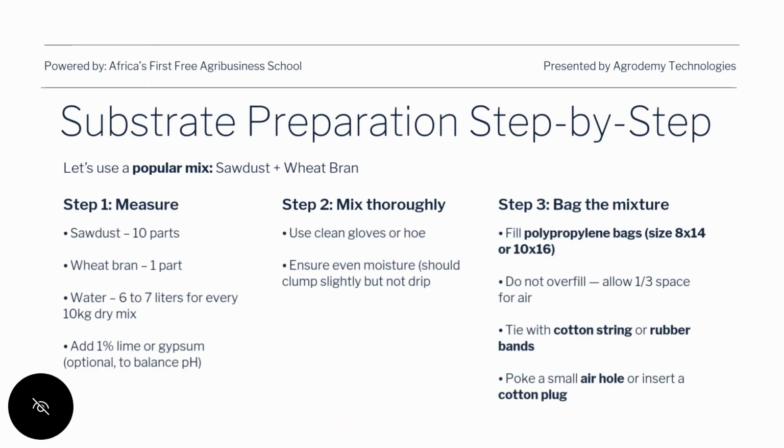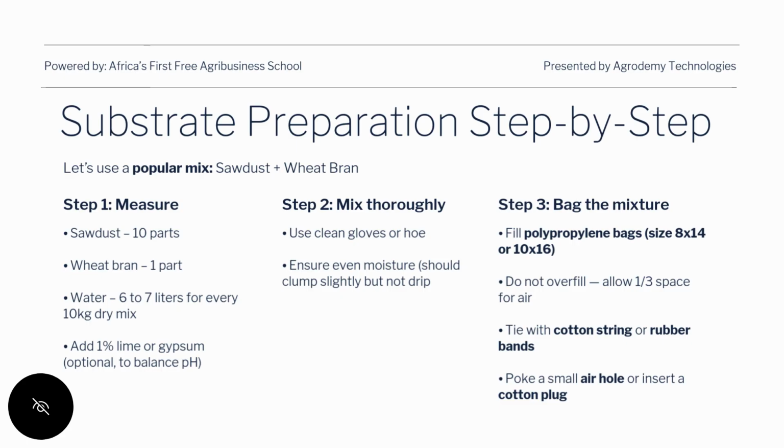Now let's go to the step-by-step preparation. Let's use the very popular mix, which is sawdust and wheat bran, or sawdust and rice bran. So first, bring in 10 parts of your sawdust. Usually I like to say maybe you're using a cup or a bowl. So 10 of that bowl of sawdust and one of that bowl of your wheat bran.